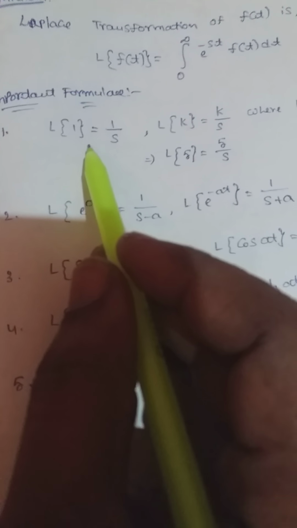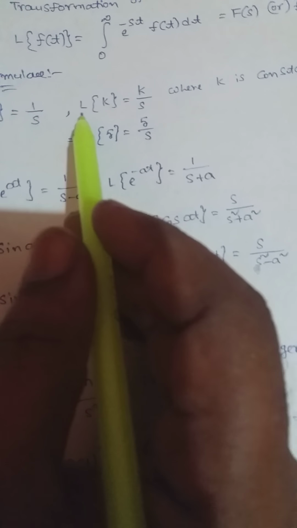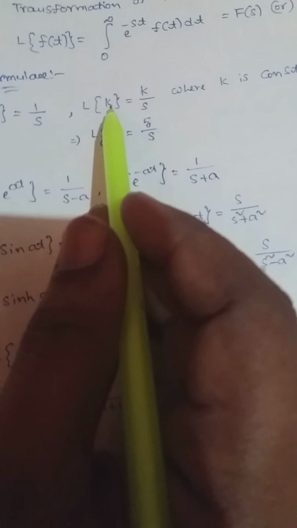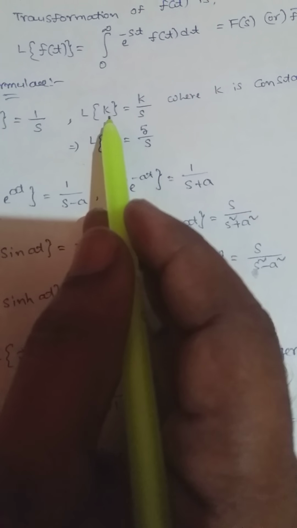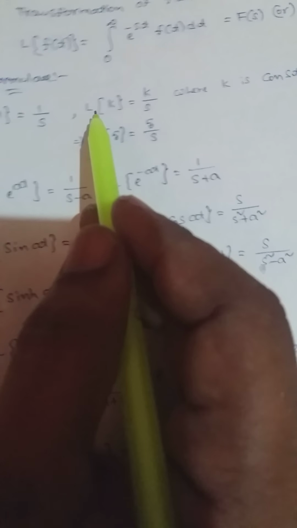Like this we can find L of any function which is in terms of t, may be a constant, by using this definition, and we get the answer in terms of s. And here L of 1 equals 1 by s. L of k: inside the Laplace, if you have any constant you can take it out. By taking k out, k into L of 1, which is 1 by s, equals k by s, where k is any constant.